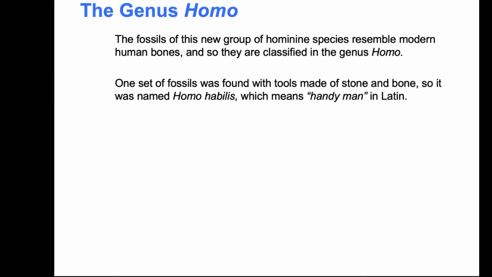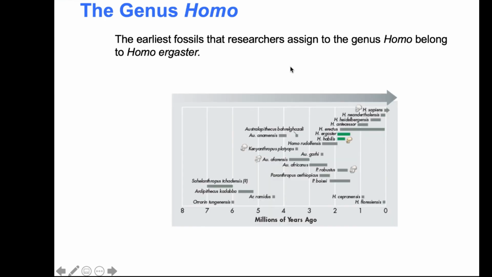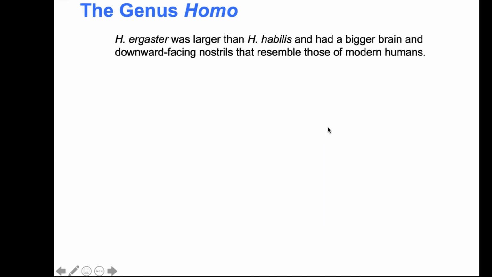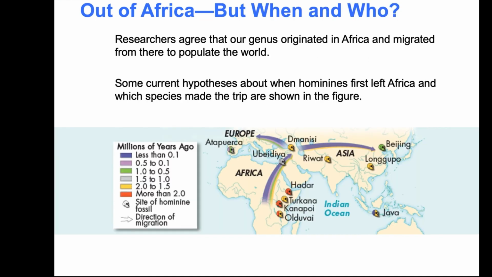So the fossils of this new group of hominid species resemble modern human bones, and they're classified in the genus Homo. One set of fossils that was found with tools made of stone and bone was Homo habilis, which means handyman. The earliest fossils that researchers were able to assign to the genus Homo is Homo ergaster, which is right here. Now, they were larger than Homo habilis and had a bigger brain, and their nostrils faced downward instead of forward, like our older species.